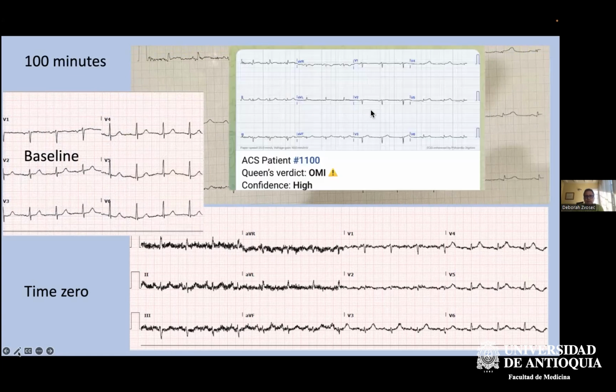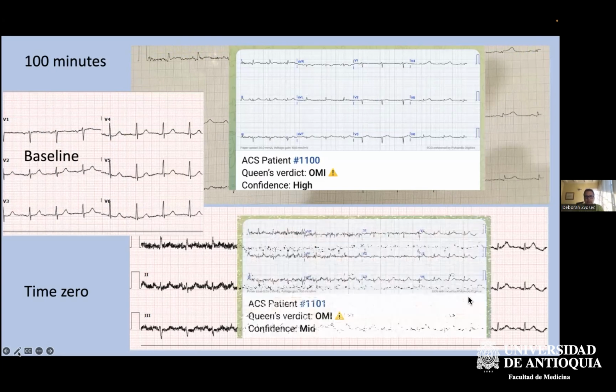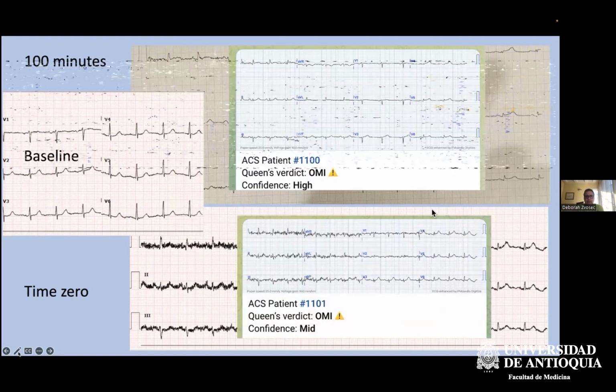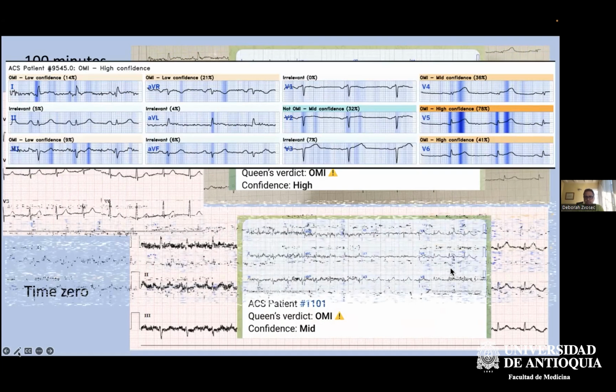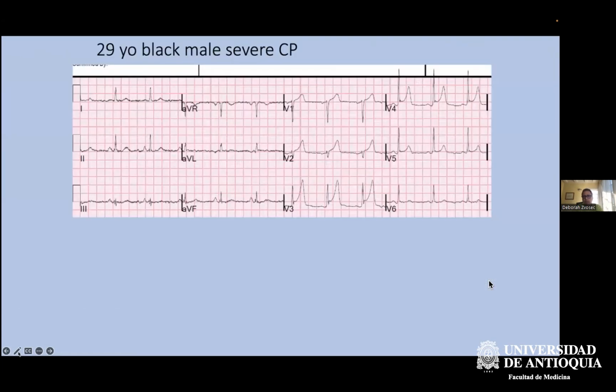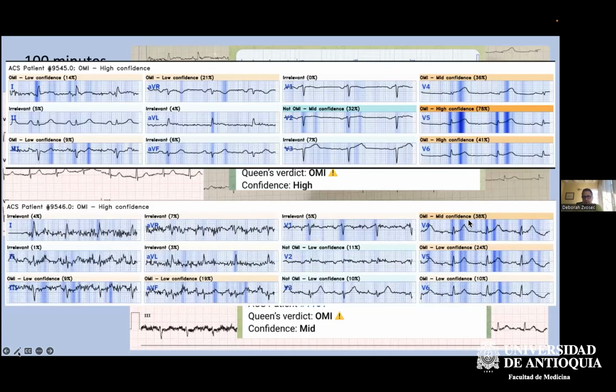So I sent these to the Queen of Hearts much later. Many years later, I sent the Queen of Hearts. And she diagnosed OMI with high confidence, and this one OMI with mid confidence. And the explainability map shows you why. And so this patient did get reperfusion.